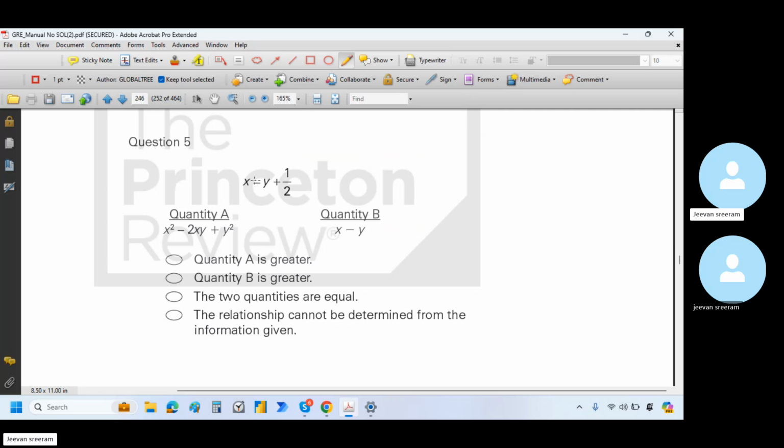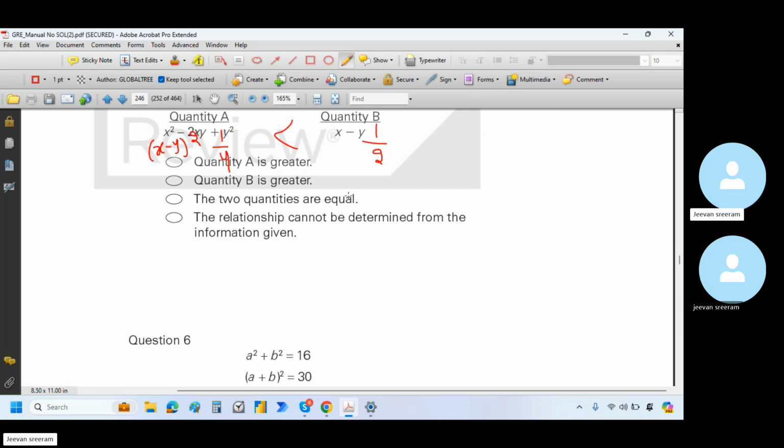Next. So we got x minus y is equal to half. So this is half. Quantity A is x minus y whole square. This is 1 by 4. Which is greater? B is greater. We can say x minus y is half, this is x minus y 1 by 2. x square minus 2xy plus y square, x minus y whole square. So B is greater.